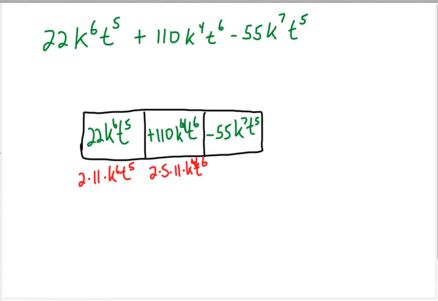Okay, and then the last one is made up of, I'll put a minus here, I'll put a plus here to show the separation. So minus, we have a 5 and an 11, and then k7t5. Okay, so number-wise, they all have, not a 2. It looks like they all have an 11 in common.